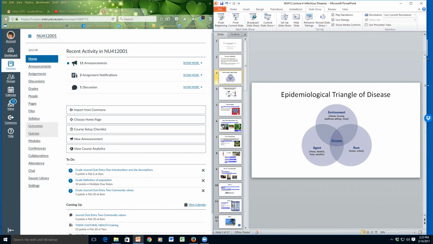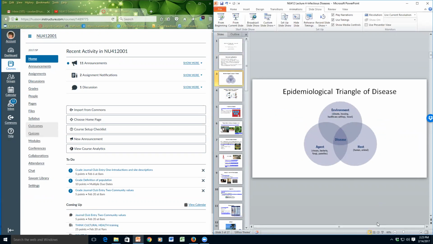So as we start, let's just take a quick look here at the epidemiological triangle of disease. As you can see, at the center of this triangle is the disease itself. So for example, you might have tick-borne illness such as Lyme disease here. And interconnected with the disease are these three components: the environment, a host, and an agent. The environment involves things like the climate, housing, healthcare settings, travel, the different physical as well as geographic environments involved in disease transmission. You may also have a host.